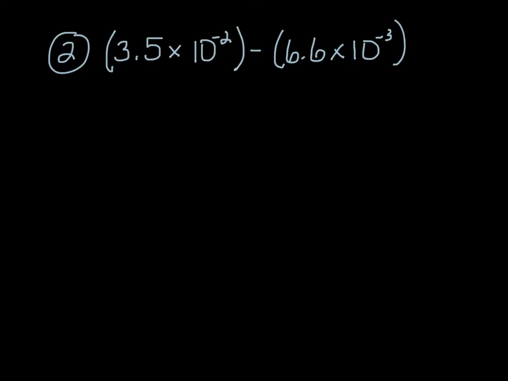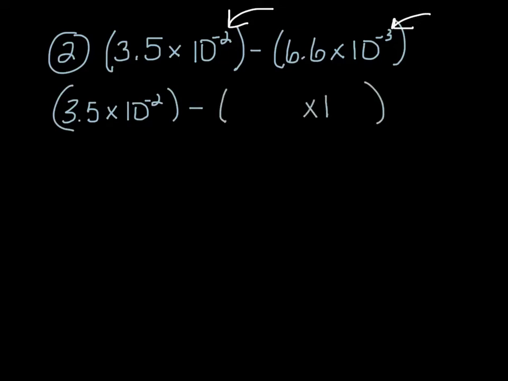Example number 2. 3.5 times 10 to the negative 2 minus 6.6 times 10 to the negative 3. Red flag. That power and that power are not the same. You have to make them the same. It doesn't matter if you make them both negative 3 or both negative 2. I'm going to make them both negative 2. So the first one is not going to change. We need to change this to 10 to the negative 2.